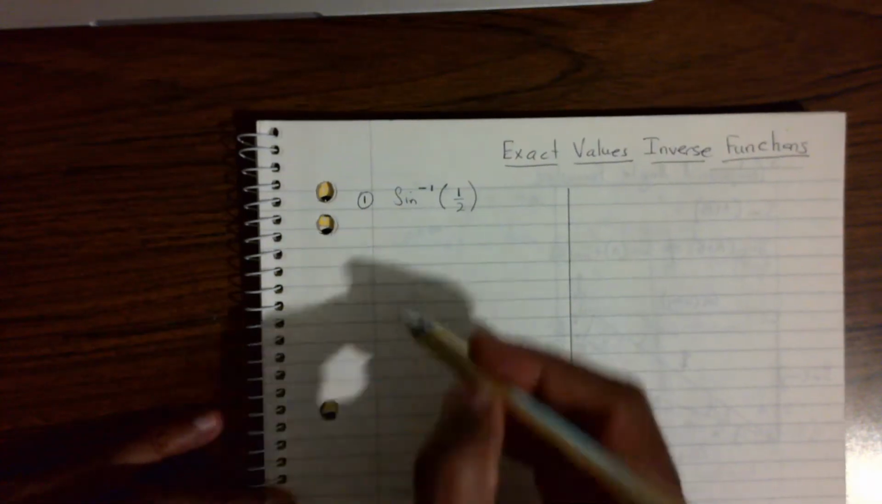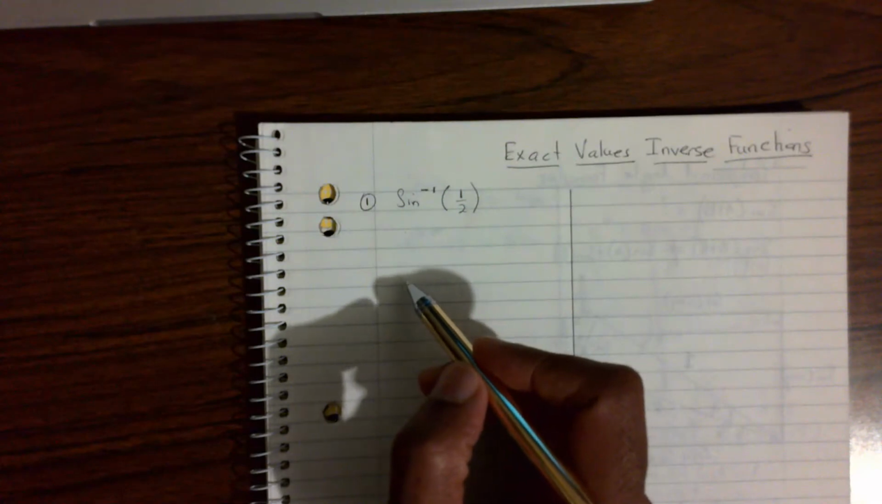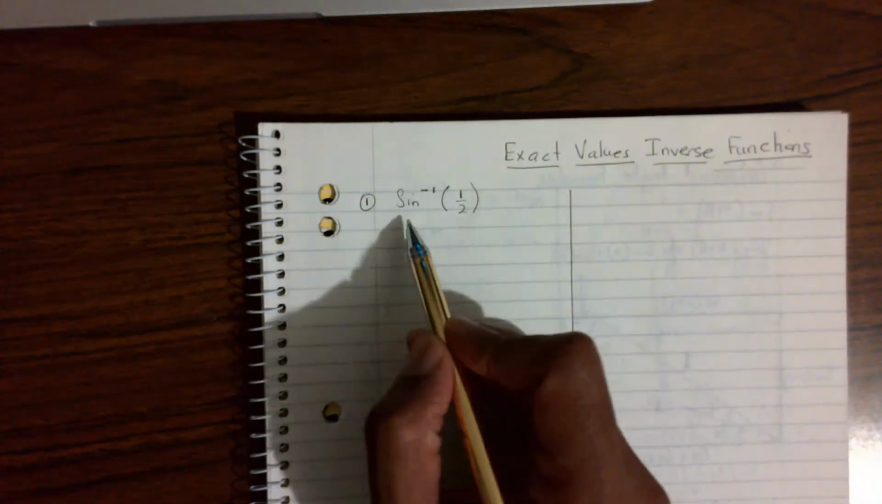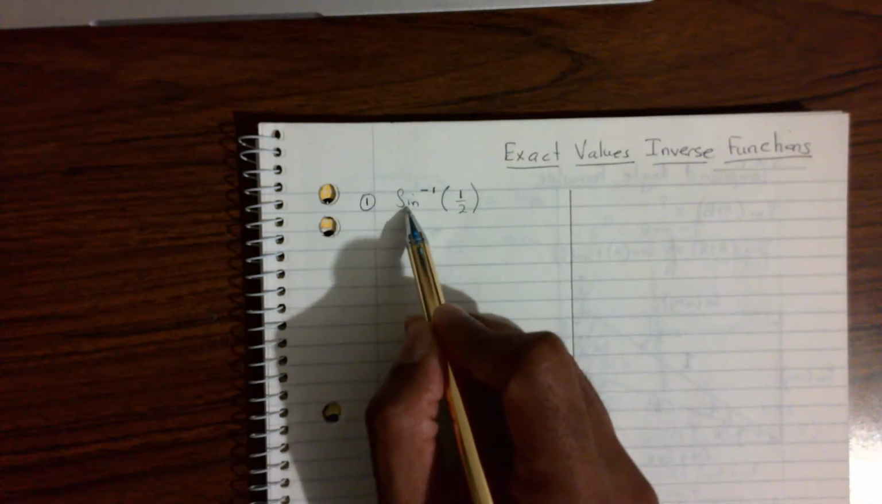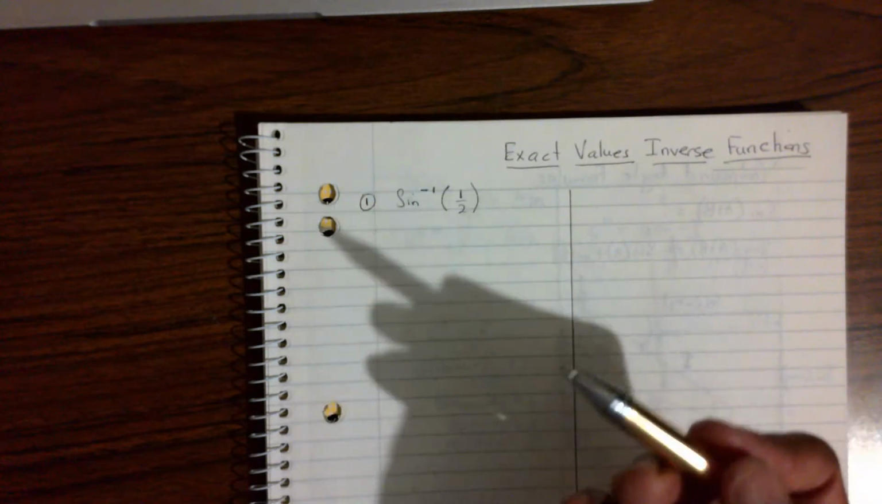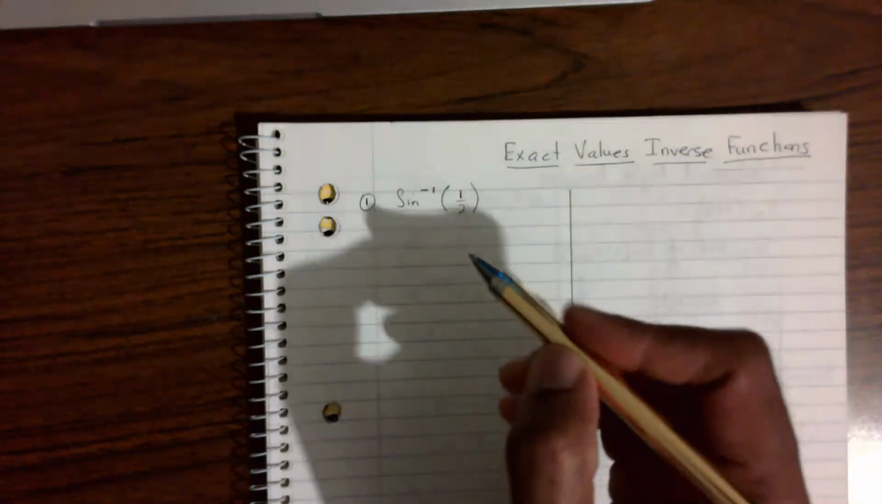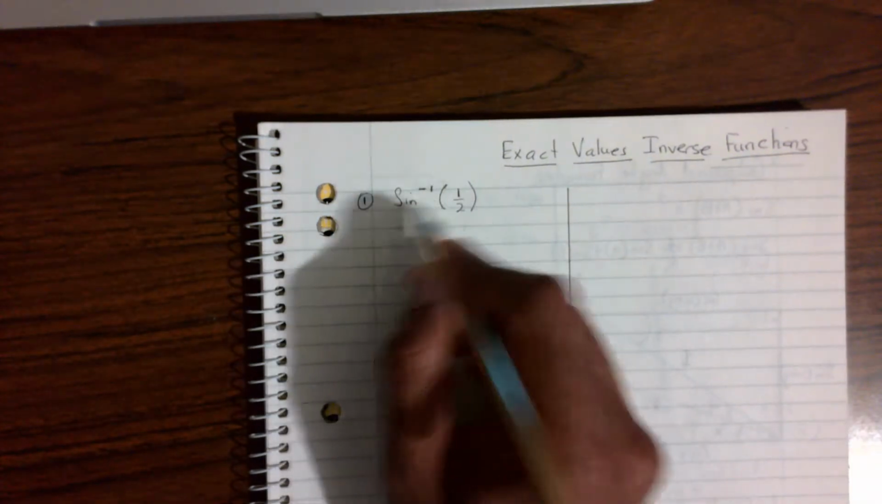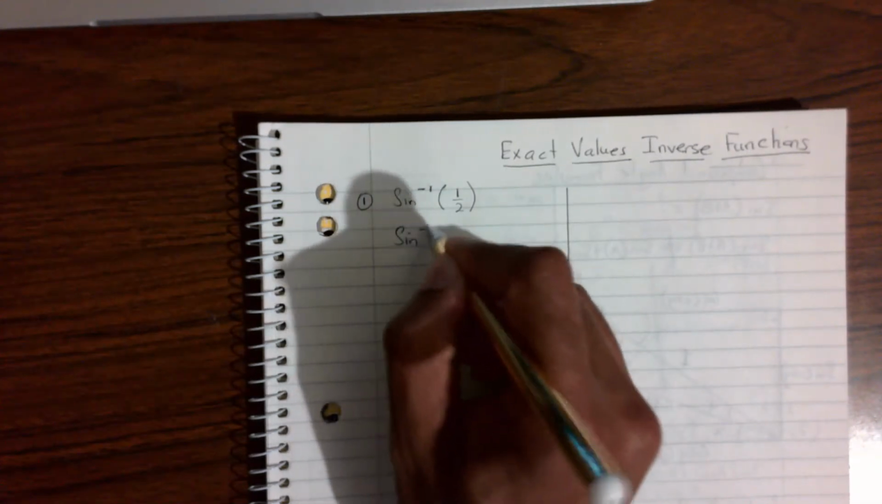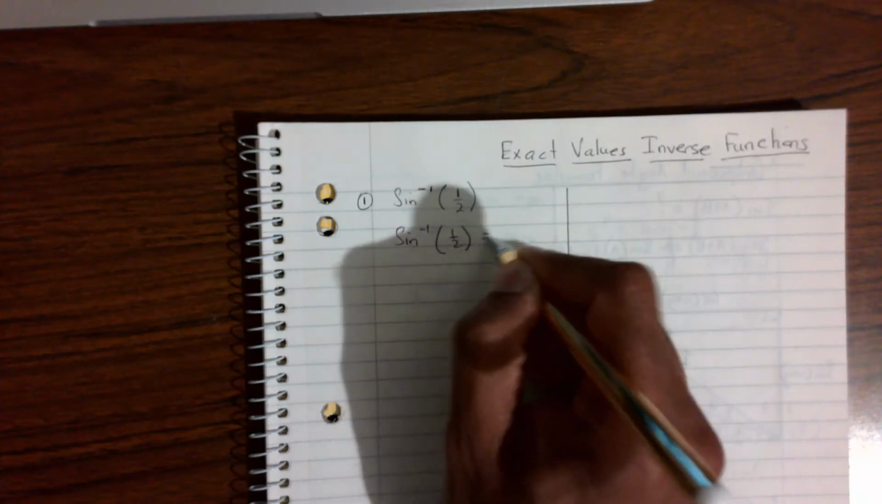Hey, so just a quick video on exact values of inverse functions. So say for example you've got something like this, a sine inverse of half. Probably a way that I've found works best is if you rewrite this as an equation. So for example, the sine inverse of half is equal to y.